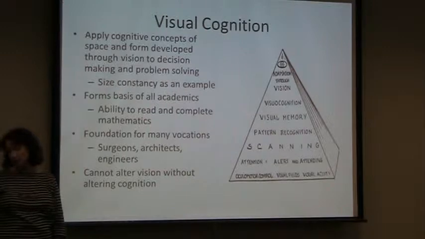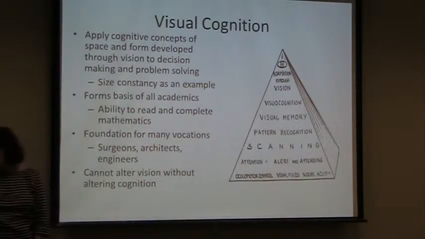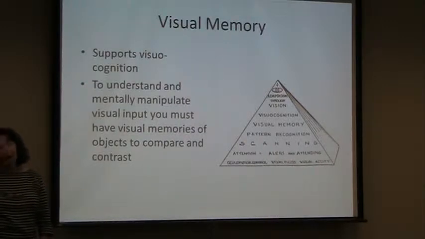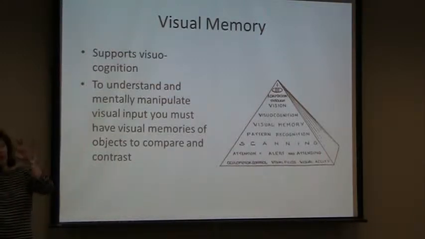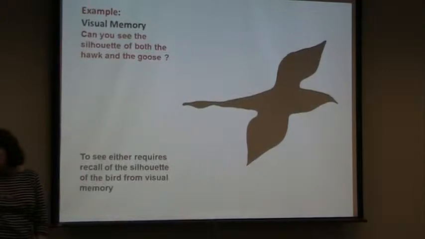You cannot alter vision without altering cognition. Okay, really, really important. You can't alter vision without altering cognition. Okay. Visual memory: you have to have visual memories so that you can alter and play with them in your head, okay? And visual memory supports visual cognition. Okay. So here's her example.